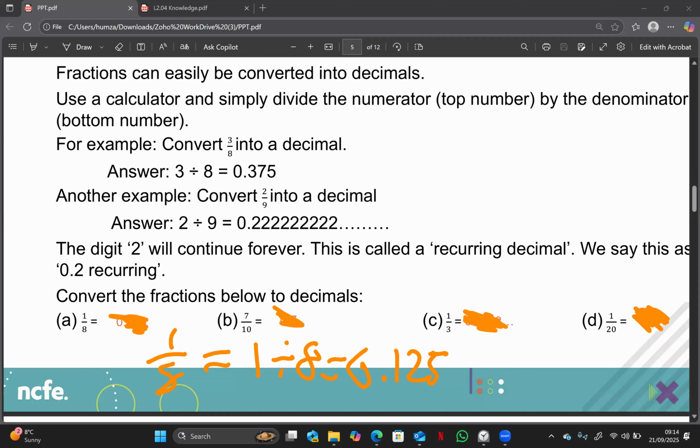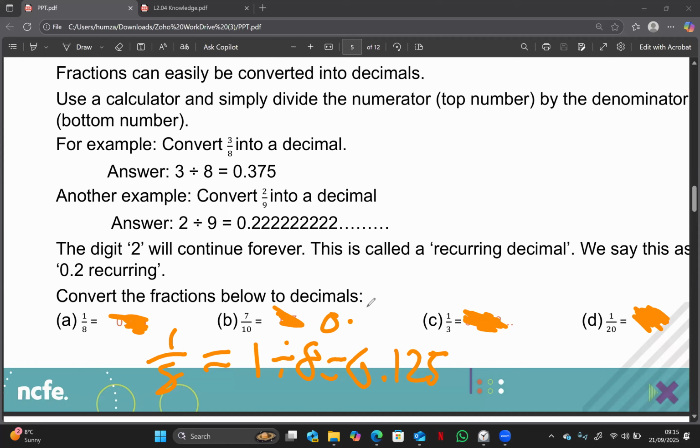Have you got a calculator with you or no? 7 divided by 10 will be 1 point. No, it shouldn't be 1 point. Let me see. I don't have a calculator. 7 divided by 10 is 0.7. Yeah, 0.7.